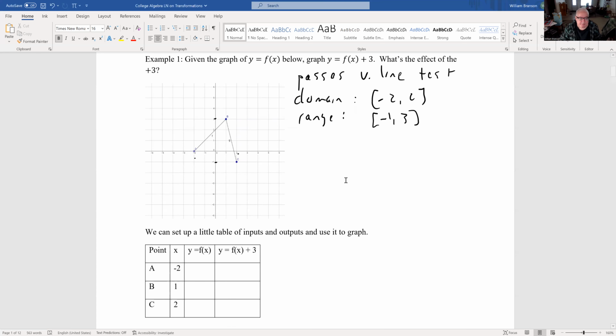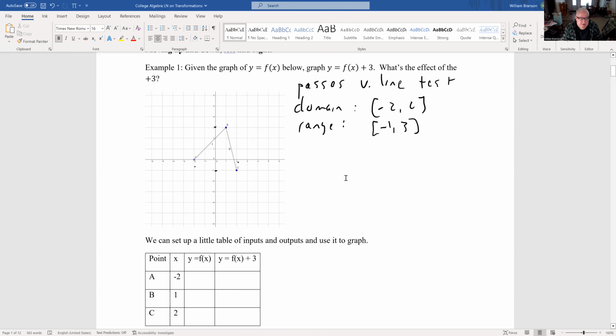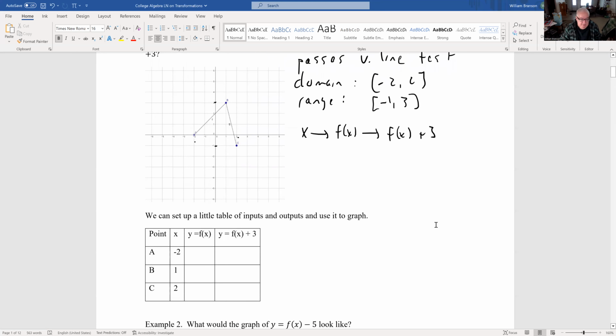So here's a function. This is y equals f of x. And the question is, if we write f of x plus 3, what does the graph of that look like? So we're thinking we're going to take an x value, we put it into the function to find its y value, and then we add 3 to that to figure out what the new y value is.